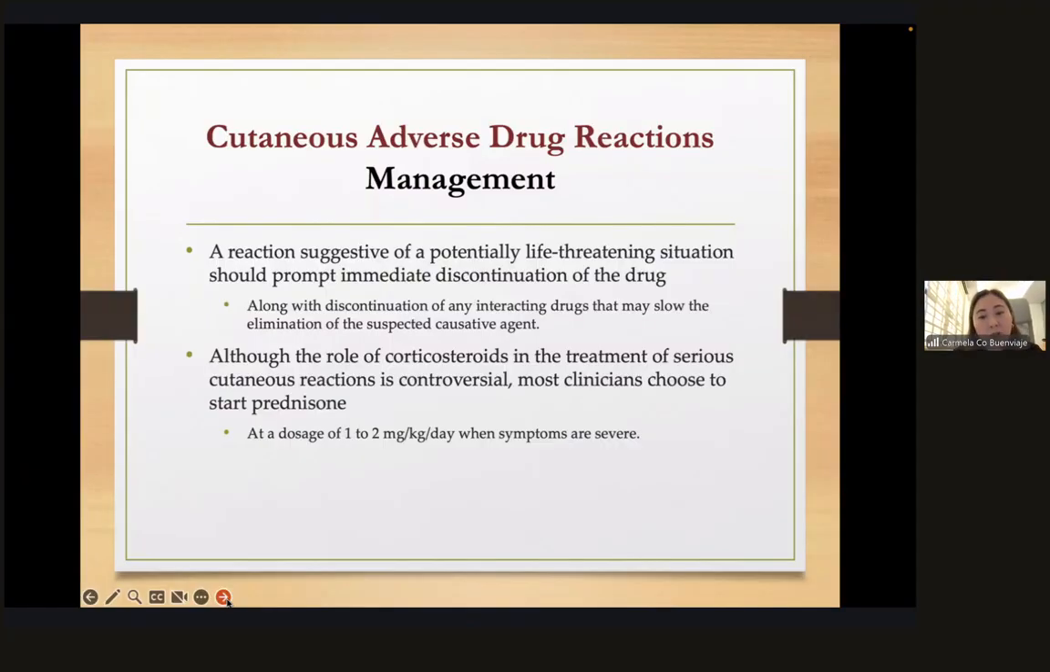Although the role of corticosteroids in the treatment of serious cutaneous reactions is controversial, most clinicians choose to start prednisone for cutaneous adverse drug reactions at a dosage of 1 to 2 milligrams per kilogram per day when symptoms are severe. If the patient has concomitant infections, of course, you have to manage the concomitant infection if you plan to give prednisone.